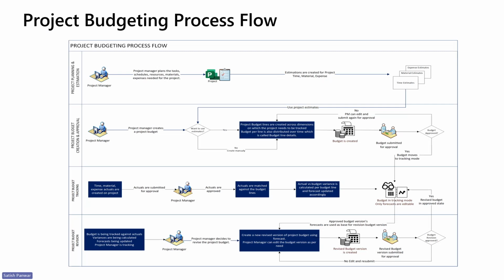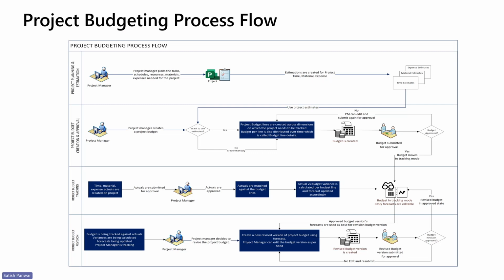Now, as the project progresses, time, material, expense actuals are created on the project by respective team members. Once those actuals are approved, they can now be tracked against the budget lines that have been previously recorded by the project manager on the project. Actual versus budget variance can be calculated.